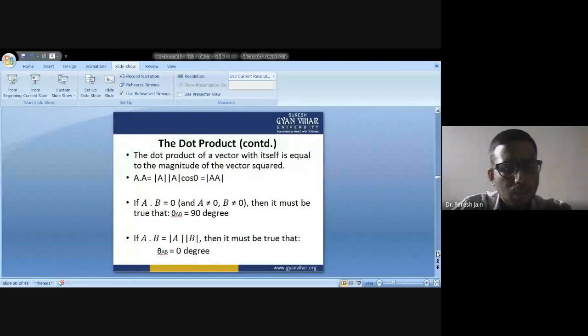If a dot b is equal to 0, and a is not equal to 0, b is not equal to 0, then it must be true that theta ab is equal to 90 degrees. Because in the case of a 90 degree angle, cos 90 is equal to 0, so a dot b is equal to 0. If a dot b is equal to the mod of a times mod of b, then it must be true that theta ab is equal to 0 degrees.